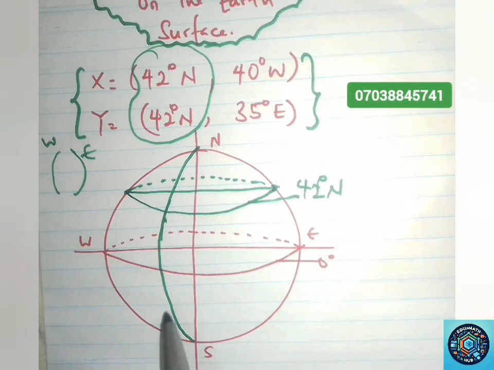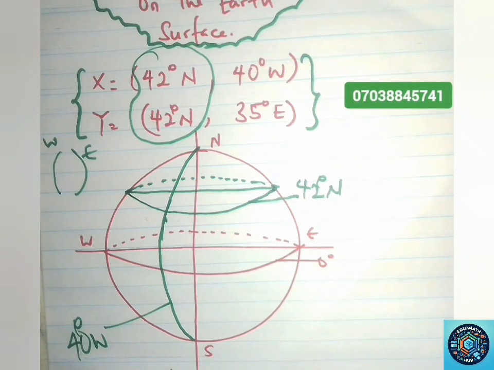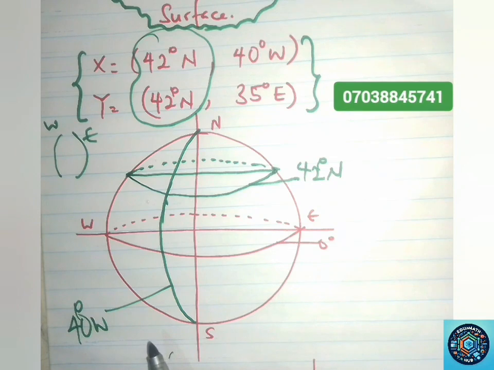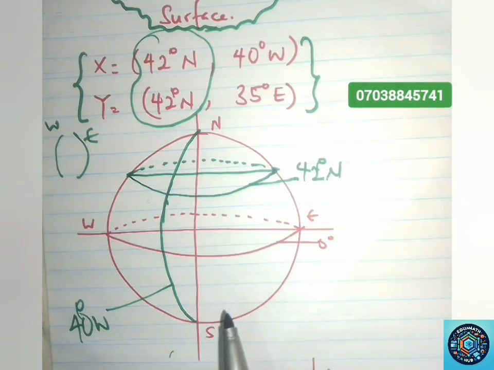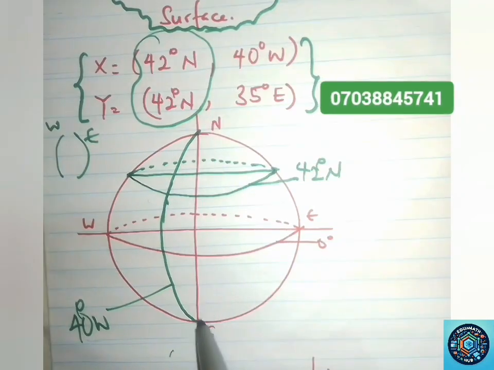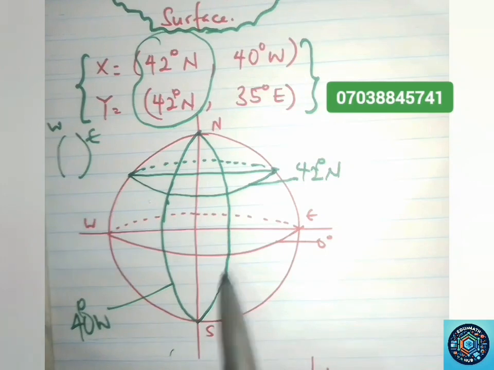Okay, then you label it. Always label it. Always label 40 degree west. Then the next one is 35 degree east. Since it's on the eastern side, it's going to bend in this form. So let's go like that. So it's going to be like this.